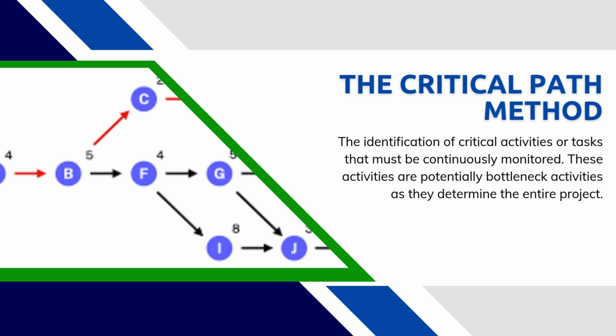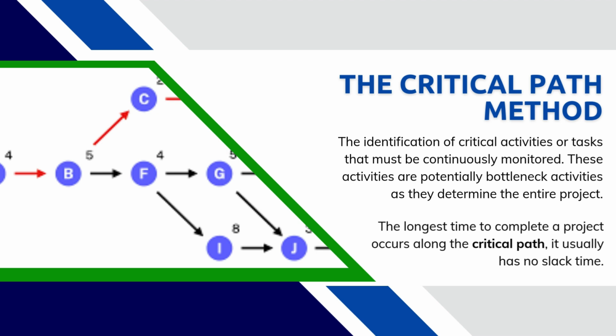So the second technique is the critical path method, and this helps to identify critical activities that must be continuously monitored. The critical path is usually the longest time that it takes to complete a project. And the critical path is also a path with no slack time. That is, the earliest start time equals the latest start time. And I will explain it more using an example.